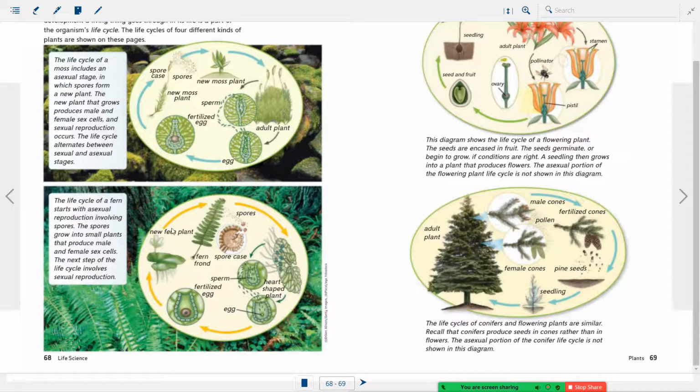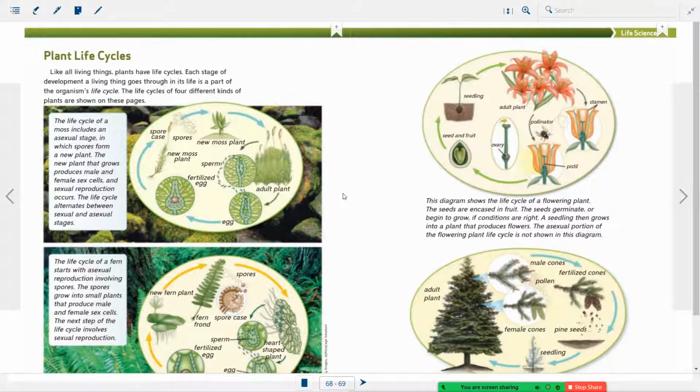So you can see that when you have a new fern plant, it grows into the fern frond that produces spores, which are tiny, really lightweight cells or lightweight seeds that are released into the environment. And it produces this heart-shaped plant. So in the heart-shaped plant, the sperm and the egg come in contact with each other. The egg becomes fertilized and it grows into a new fern plant, and that life cycle continues.